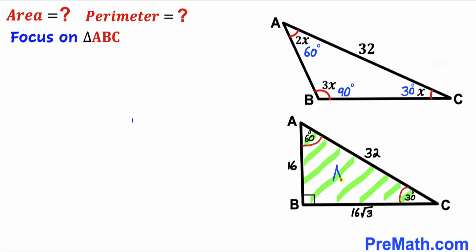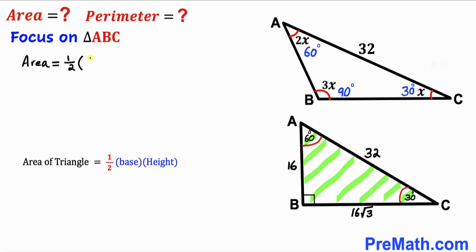Now let's focus on this triangle ABC, and we are going to calculate the area of this triangle. Let's recall the area of a triangle formula: area equals a half times base times height. In our case, this side length is the base of this triangle, and this side length is the height. So the area of this triangle ABC is going to be a half times our base, 16 times square root of 3, times height, 16. If we simplify everything on the right hand side, that is going to give us 128 times square root of 3.